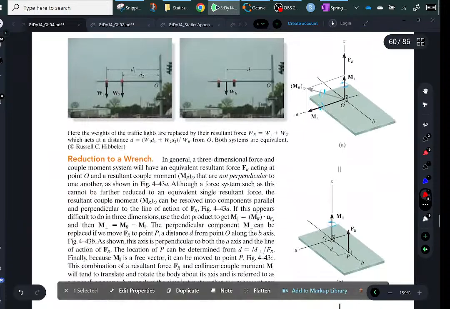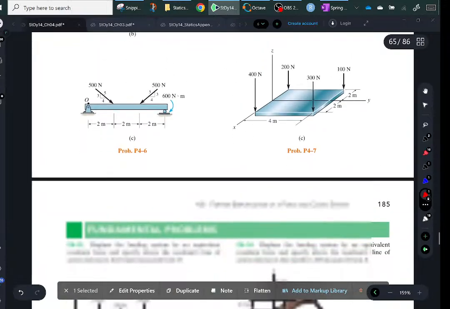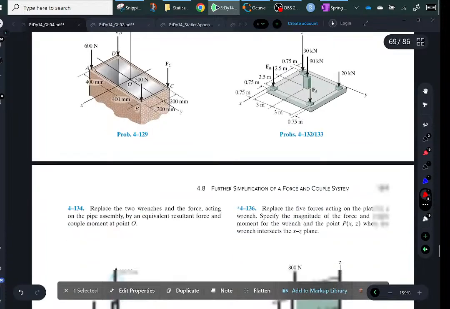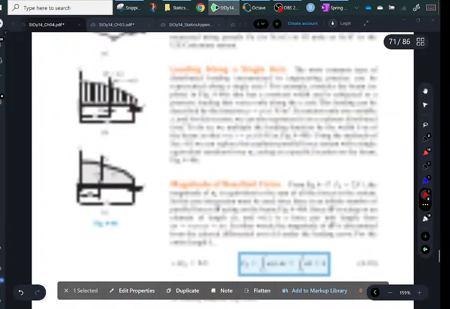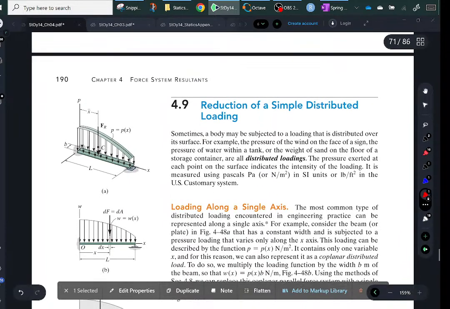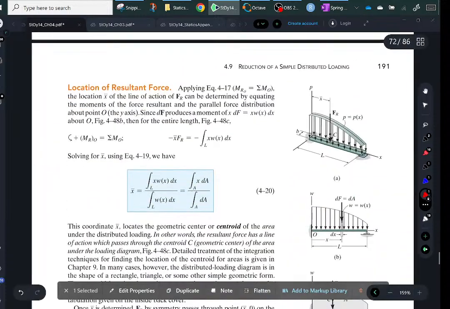So I think that's the end of this chapter. Let's see if there's anything. It's just a bunch of problems. What is this? Oh, okay, so I do need to do 4.9. So let me talk about it for a minute, and then we'll say we're done. So 4.9 is the last part of here.